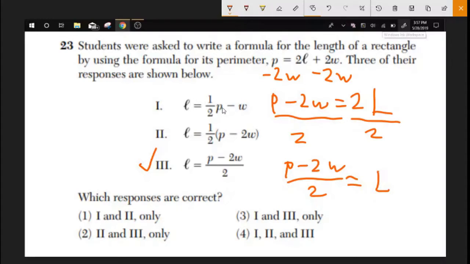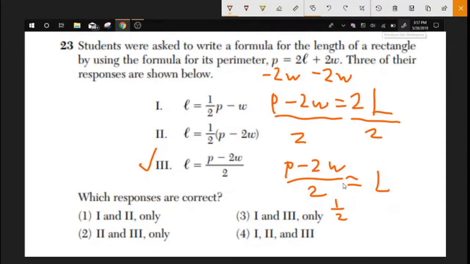So for 1, first of all, we need to see if that's equivalent. So what it's pretty much saying is that half of P minus W is also equal to L. And we can notice that it actually is because if you divide P by 2 and then you divide negative 2W by 2, you have the result half P minus W is equal to L.